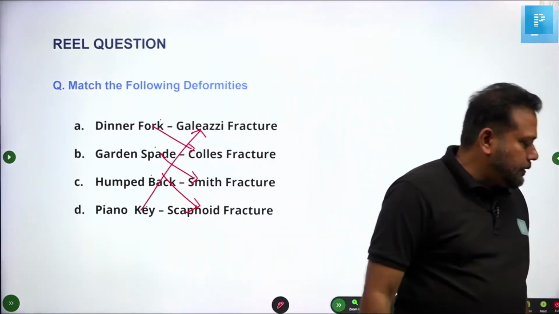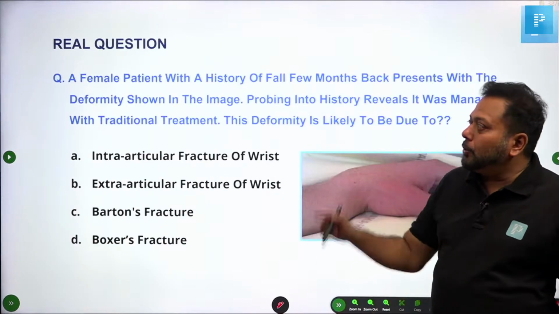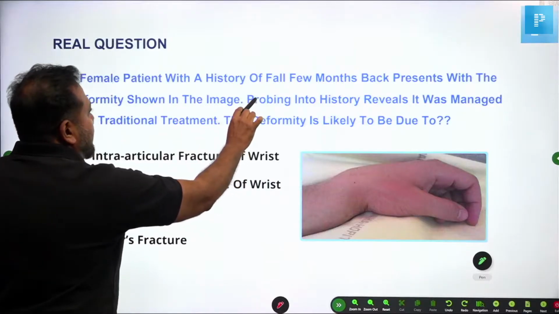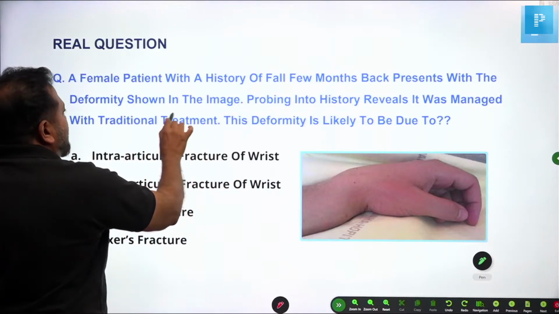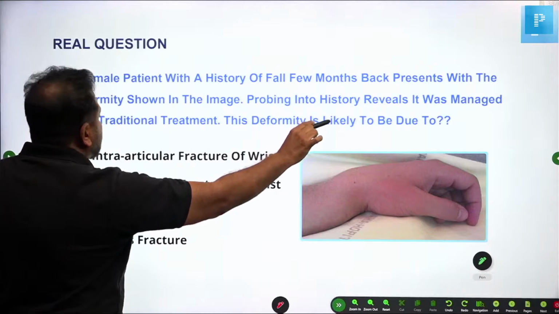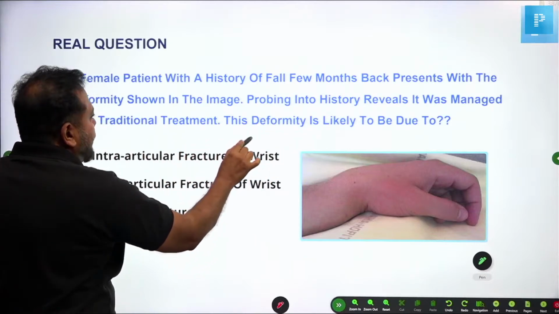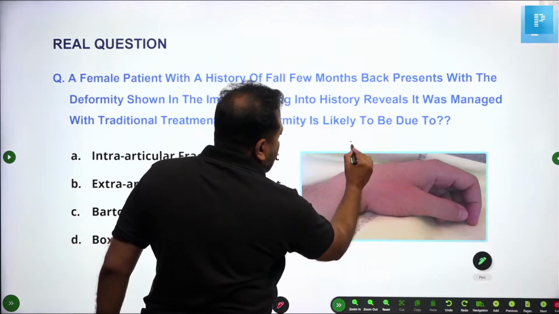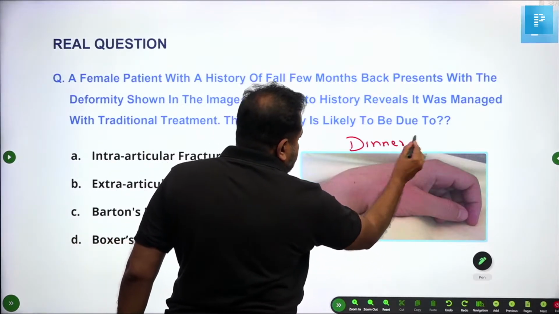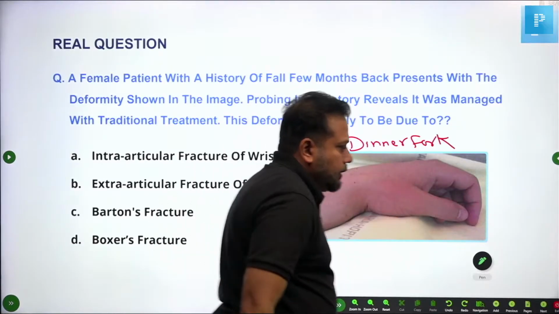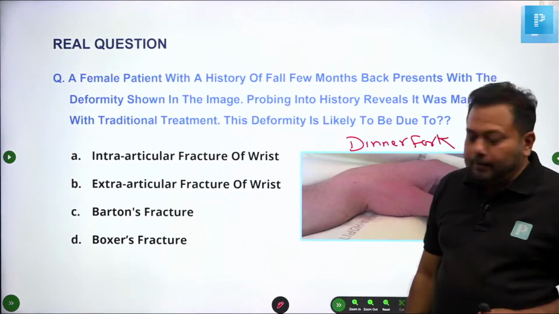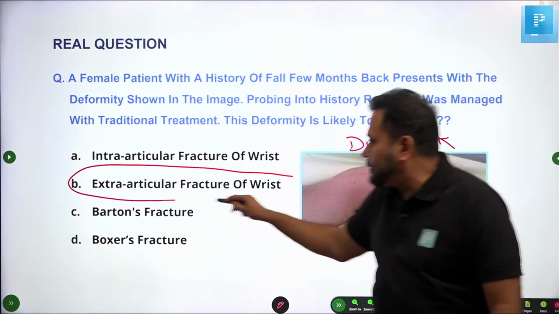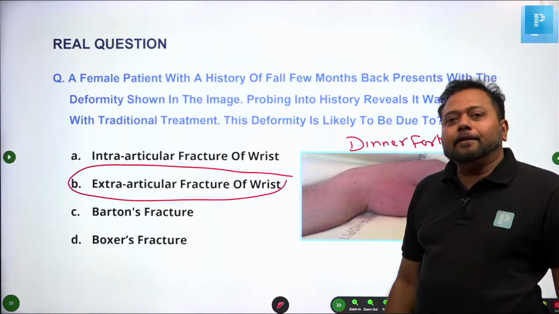Superb, super. Right, marvelous. Now, the question they had asked, real question, INICET, a female patient presents with the history of fall few months back, presents with deformity shown in the image. Probing into history reveals it was managed with traditional treatment. This deformity is likely to be due to. This is the classical dinner fork deformity. Dinner fork. It is due to, yes, marvelous. All of you have answered. Extra-articular fracture of the wrist. Okay, extra-articular fracture is called Colles.